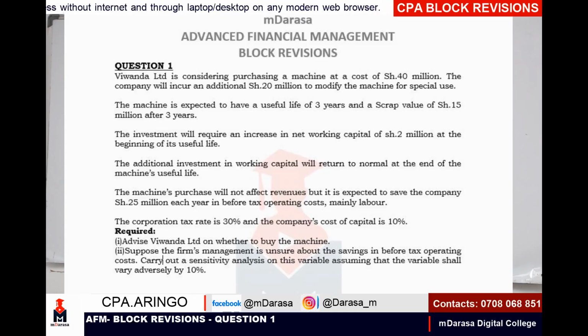I'm also told here that the investment will require an increase in net working capital of 2 million at the beginning of its useful life, and that the additional investment in working capital will return to normal at the end of the machine's useful life. So by the fact that this working capital will return to normal, the whole idea of terminal cash flows should click at the back of our mind.